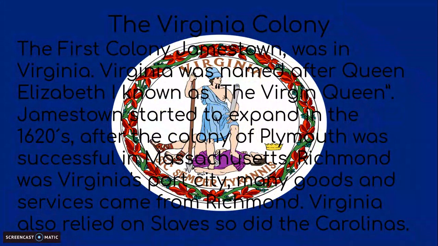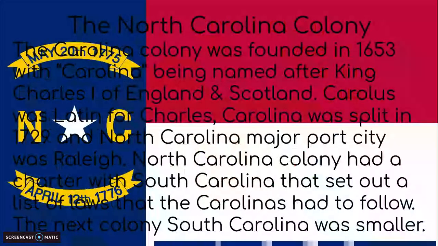But Virginia's motto was something like get rid of tyrants. It was in Latin. The North Carolina colony was founded in 1653, with Carolina being named after King Charles I of England and Scotland. Carolinus is Latin for Charles, so it was split in 1729. The major port city was Raleigh, which is more central, but the major port was like Kitty Hawk around the coast area. It had a charter with South Carolina, and they had to follow a very similar rule set until the colonies were split in 1729.